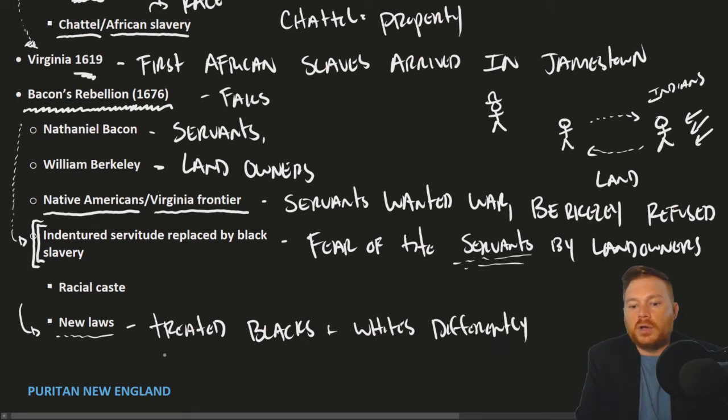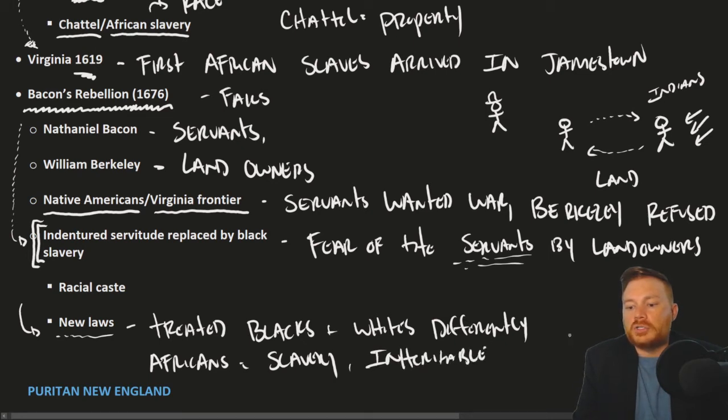In fact, new laws associated Africans with slavery and made slavery inheritable, usually through the mother. And these laws had an effect of recreating really Southern colonial society in a way that was based off of a racial system. Caste is just a social system.